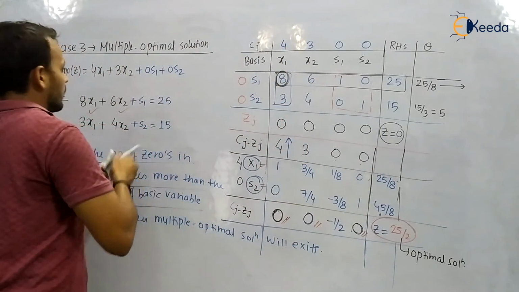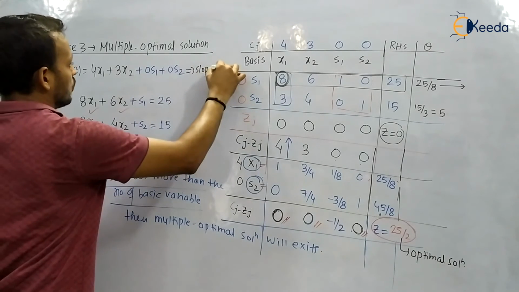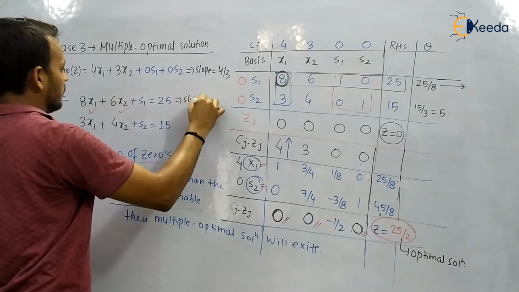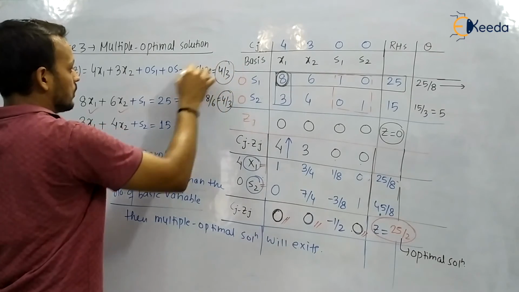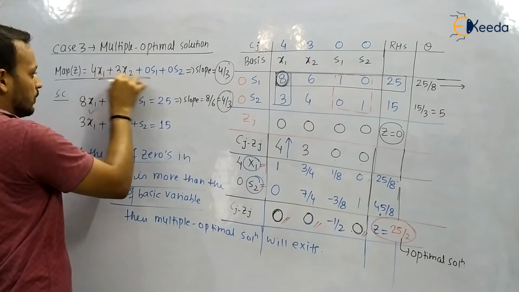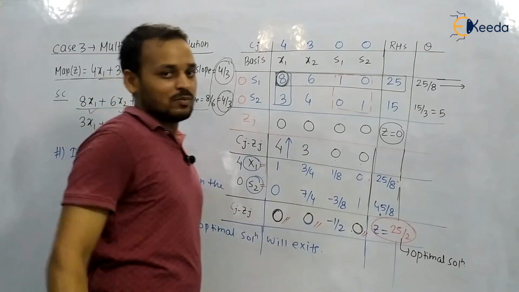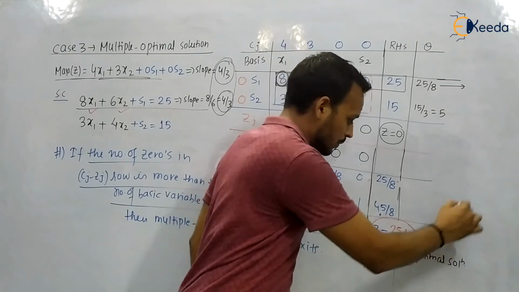You can see the graph slope. According to graphical method, the slope is 4 by 3, and here you can see slope of one of the constraints, it is 8 by 6, means it is 4 by 3. The slope of the objective function and slope of one of the constraints are equal. It means it is a multiple optimal solution. You can check this with the help of graphical method. The same answer 25 by 2 you will get.